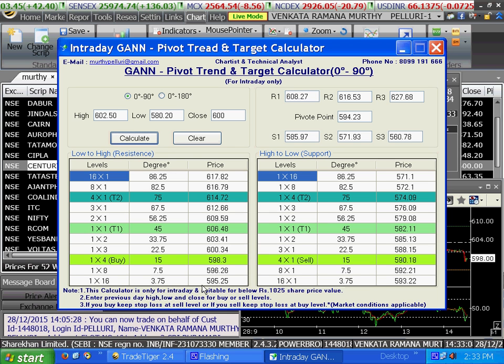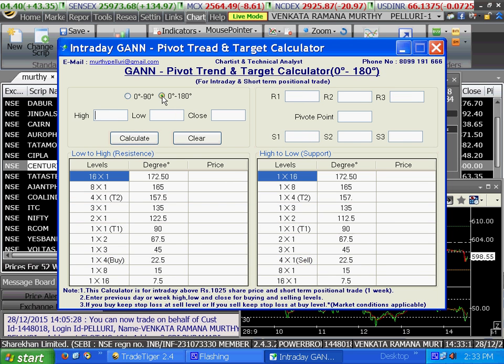And then one more thing is the 0 to 180 degrees calculator for the high-priced shares like 1025 and above, and we have to choose this one. This is for intraday and also for short-term positional trade. What we have to do is we should not enter the current prices. We should enter only the previous day's data, that is high, low, close. Suppose we want to trade a big share, we have to enter the previous day's high, low, close.